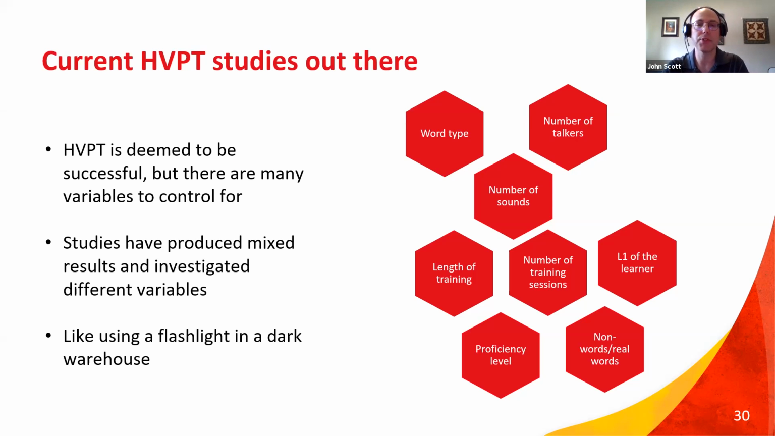So we have mixed results. We have different variables that we've looked at, but ultimately it's kind of like going into a warehouse where we know there's something great in here. It's really big and it's got many moving parts, but we're using a flashlight to find what we're looking at. So we get clear pictures of the studies of different pieces without necessarily having a sense of how to assemble the whole thing to best advantage.